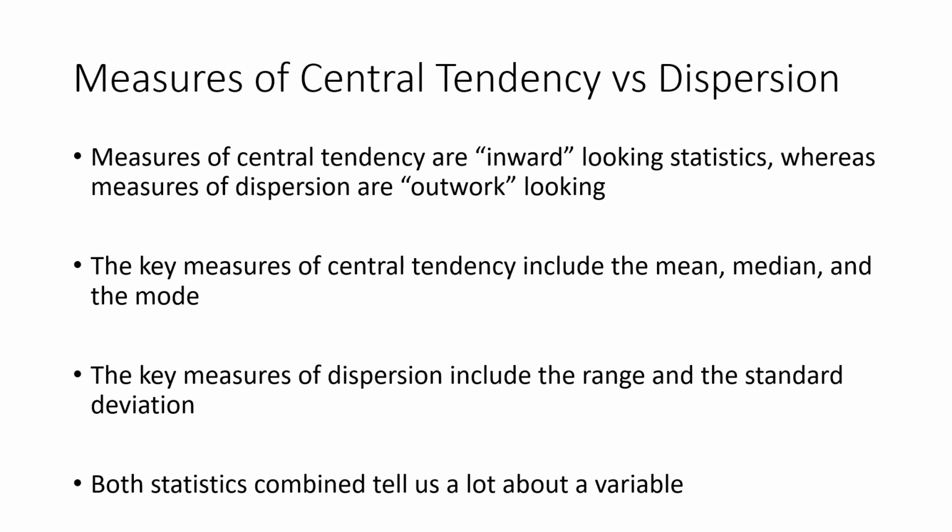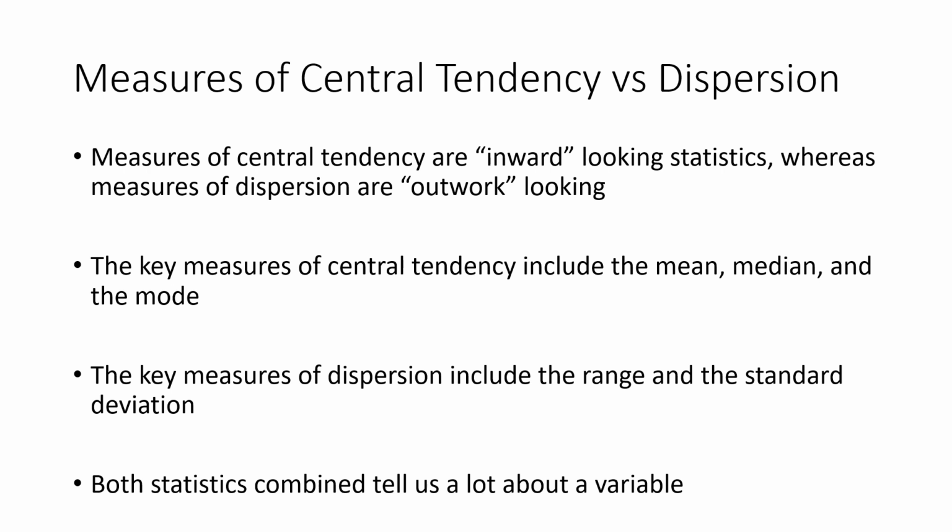So firstly, we have what are called measures of central tendency, and I've described these as inward-looking statistics. And secondly, we have what are called measures of dispersion, and I've described these as outward-looking statistics. That's a bit of an oversimplification, but I think you'll understand what I mean when we go through an example of what these statistics look like.